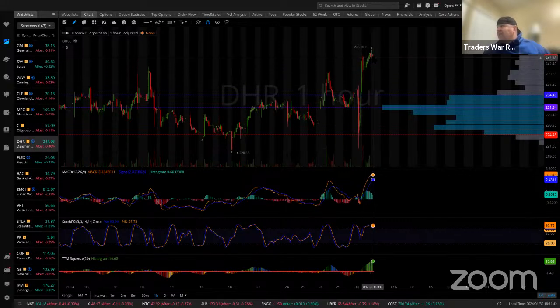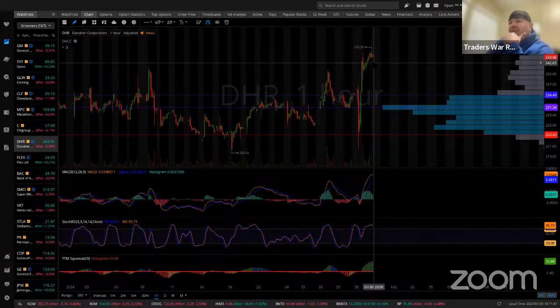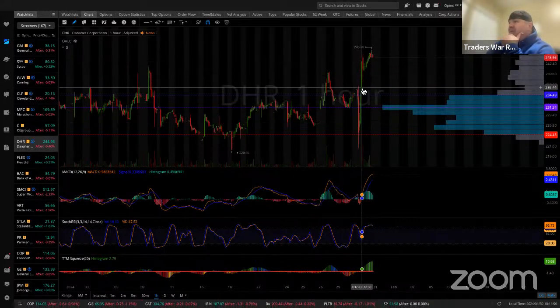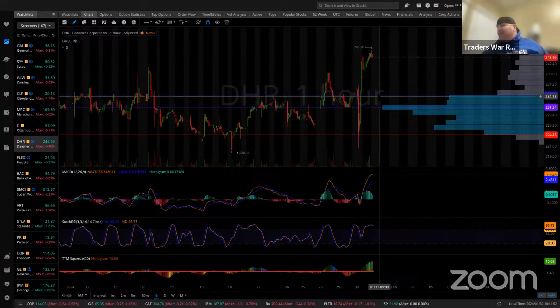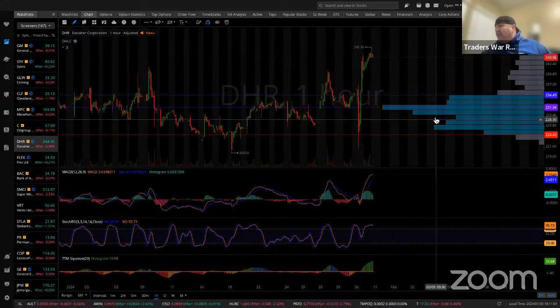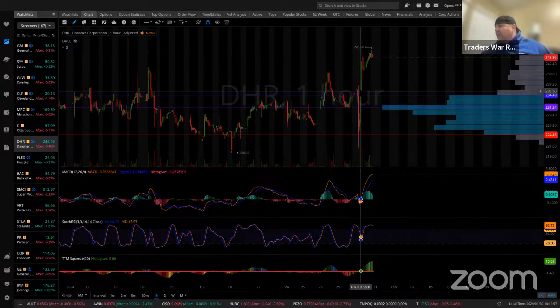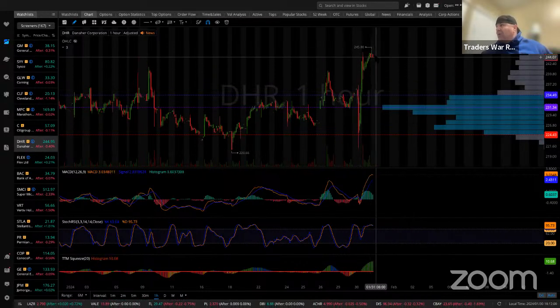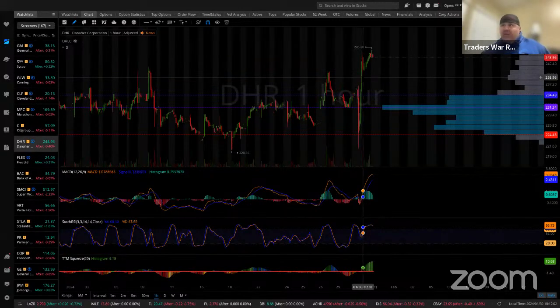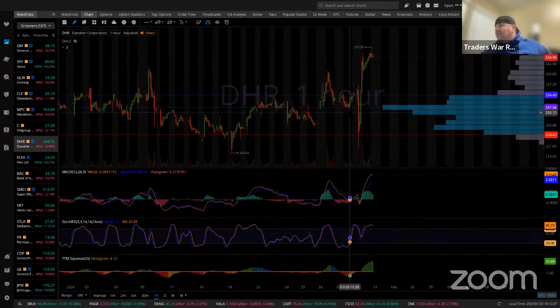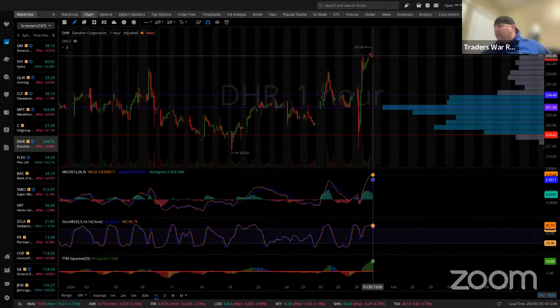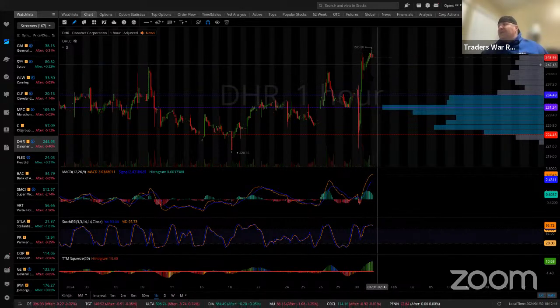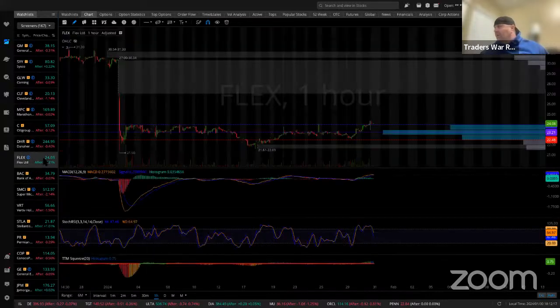DHR popped up pretty decent. I'd be more afraid of selling pressure on this particular one coming down. This one has been struggling. And as you can see over here in the volume profile, a lot of the volume is towards the lower end. So this popped on smaller volume. Basically, people weren't selling, but there wasn't much buying pressure either compared to what it is down here. So I do think we get a little bit of selling pressure. People will start taking some profits off the table, and we can lose some of the steam on this particular one.